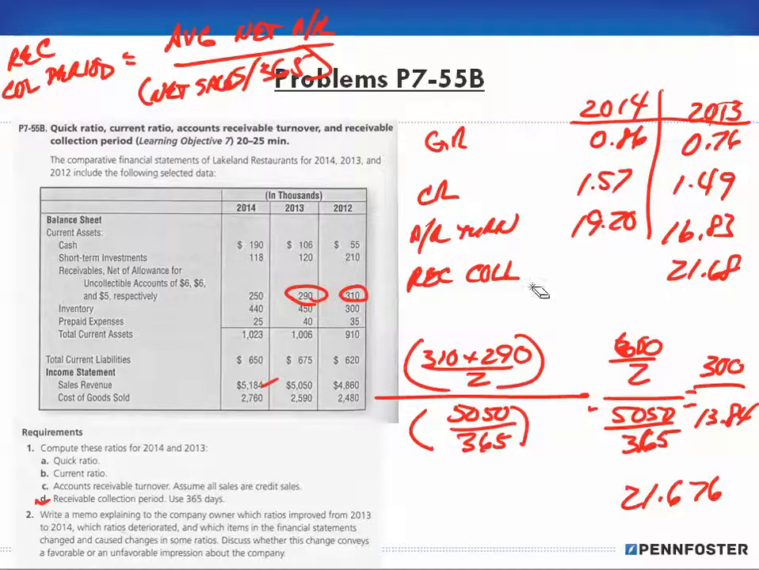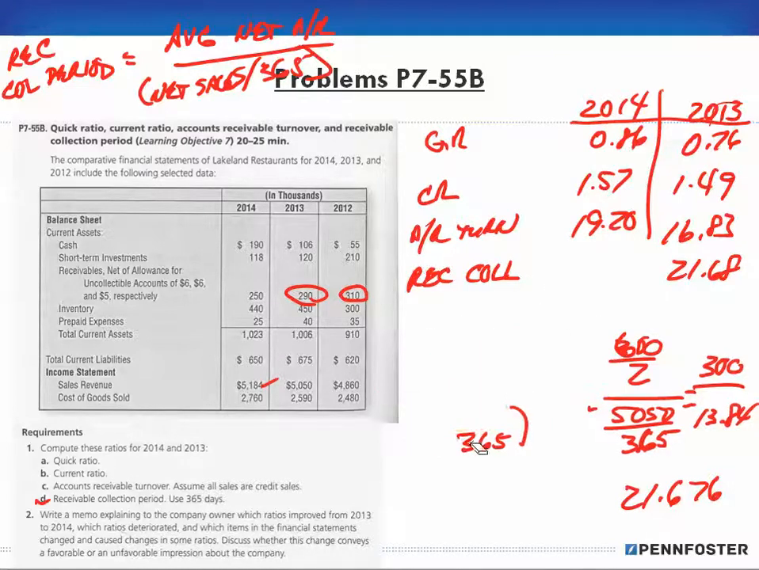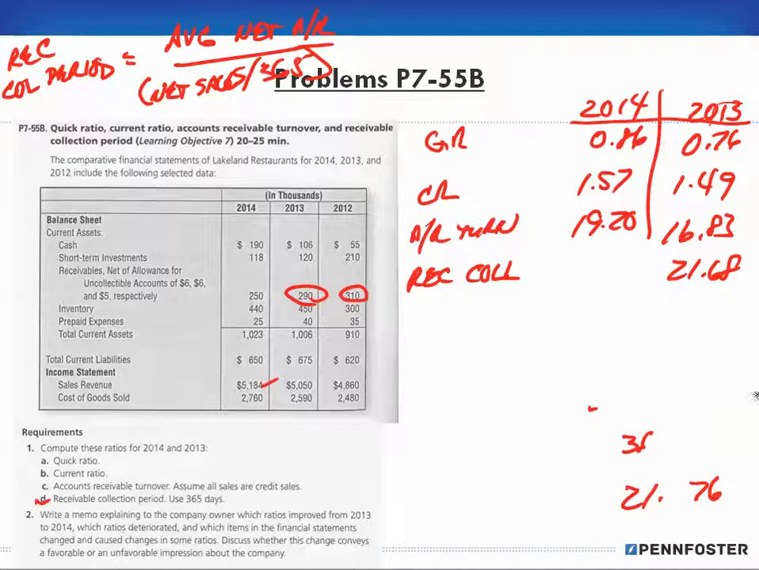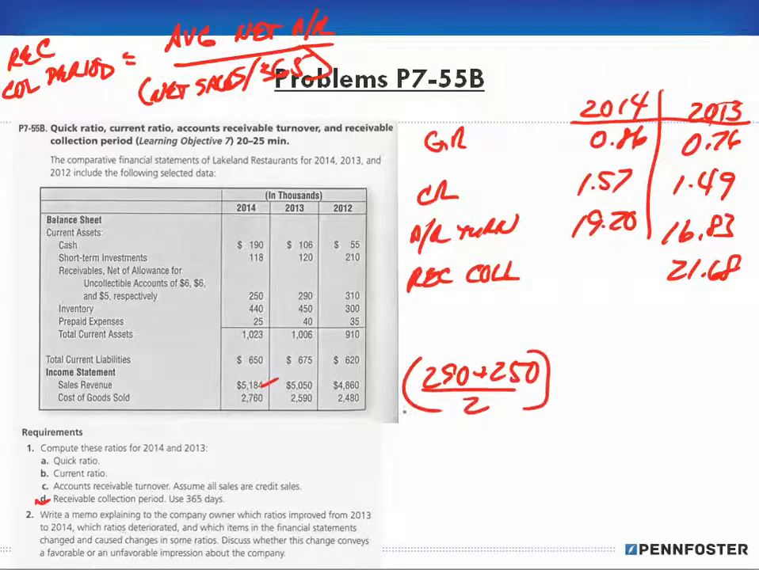Okay, so that's all of that math for 2013, and we're doing the same thing for 2014. We're going to take our accounts receivable of 290 plus 250 over 2 in order to get the average, and then we're taking our 5184 over 365.